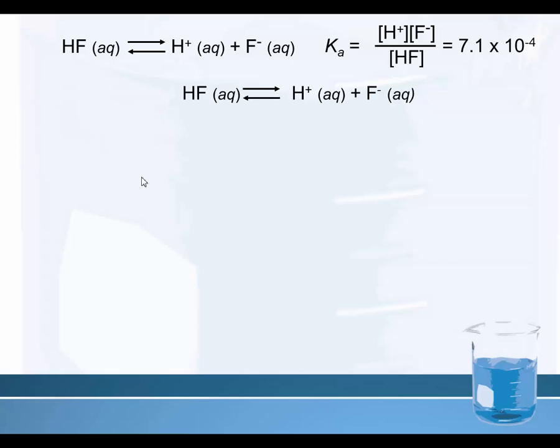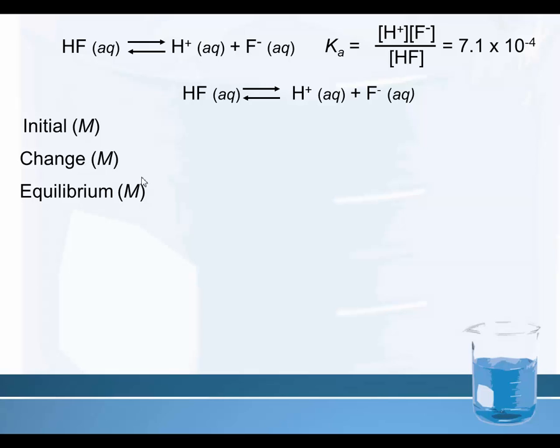All right, so we have to do an ice table. So, initial, change, equilibrium. Ice, ice, baby.